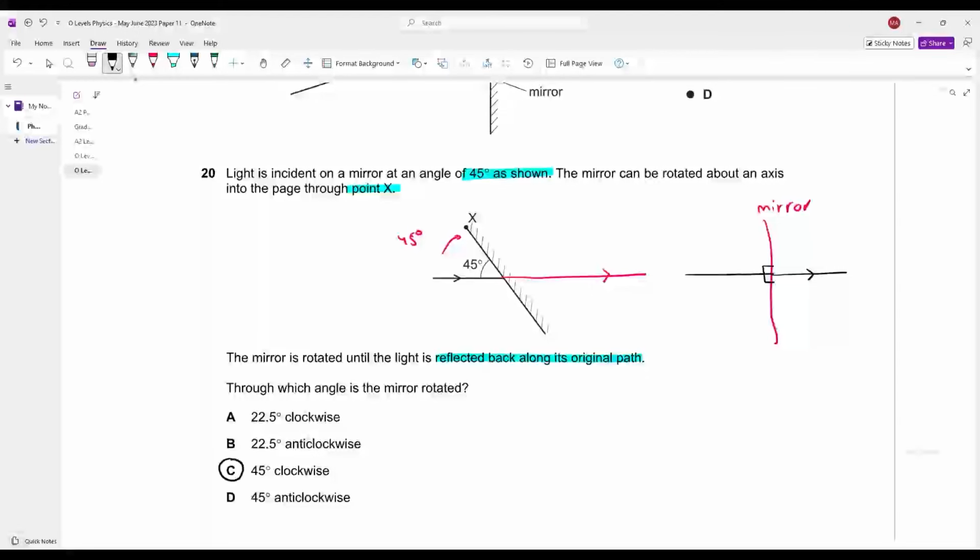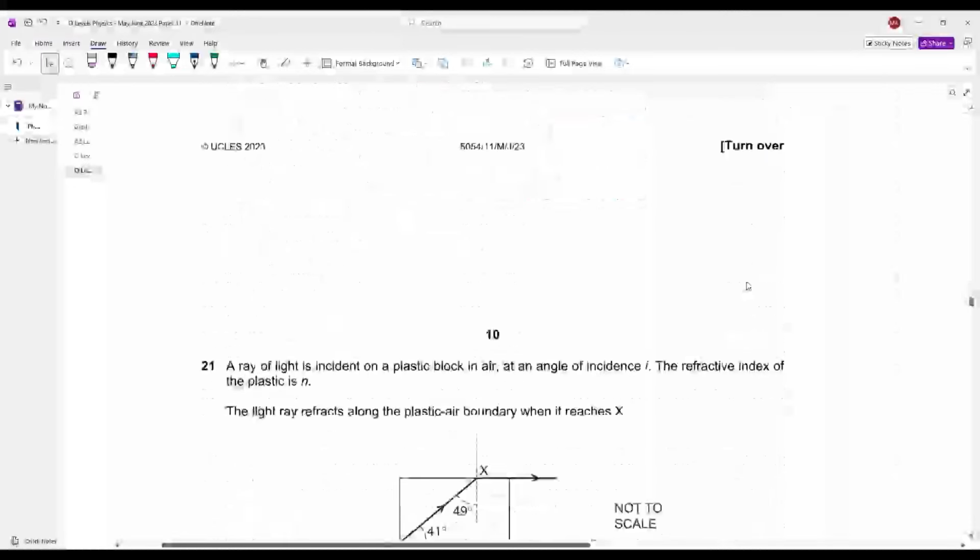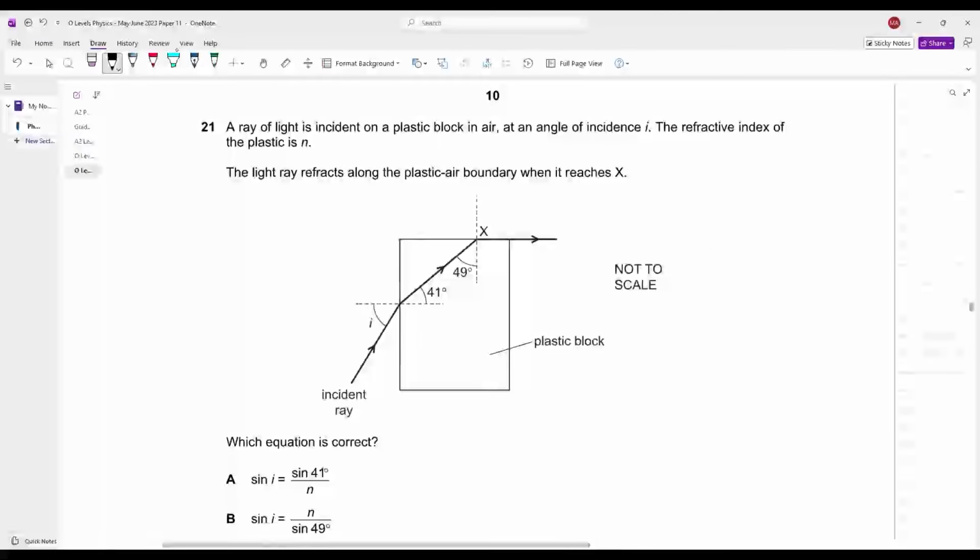C is your answer. हमेशा याद रखो, अगर लाइट आपके मिरर को 90 डिग्री पे हिट कर रही है, it will pass away without any reflection along its original path. B is the answer. अब आगे आ जाओ.